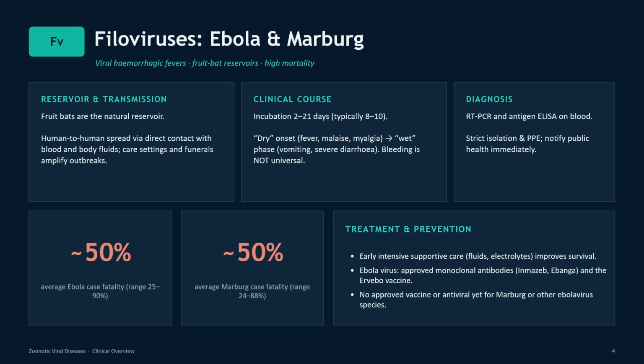Clinically, it starts dry, with fever, aches, and feeling lousy, then turns wet with vomiting and severe diarrhea. And here's a myth to bust. Dramatic bleeding isn't always present, so don't wait for it. The good news is Ebola now has approved antibody treatments and a vaccine, though Marburg still doesn't. Early supportive care saves lives, and so does isolating the patient fast.